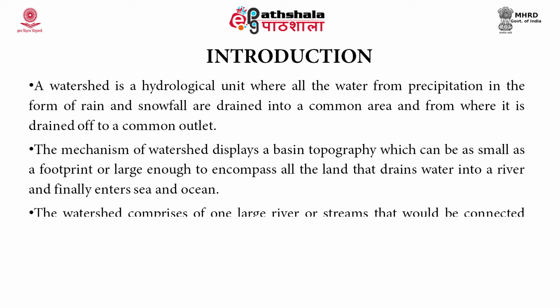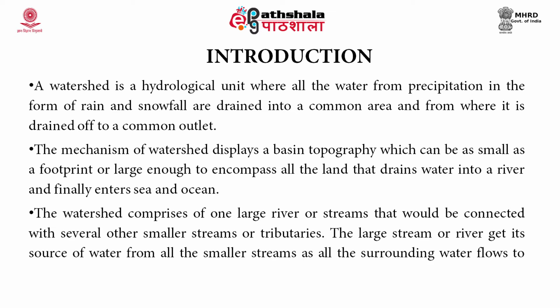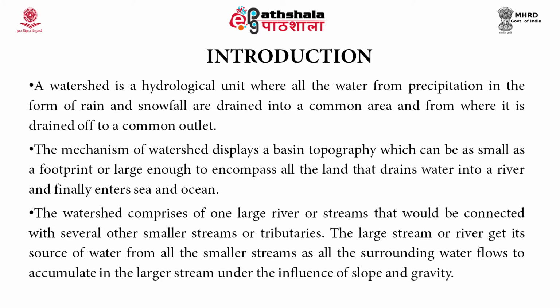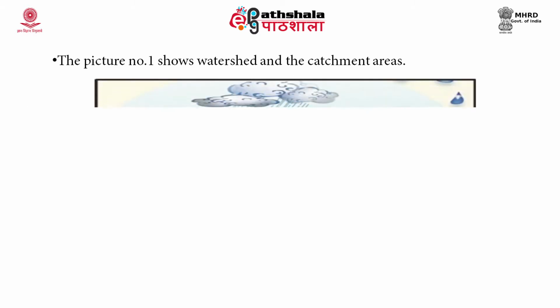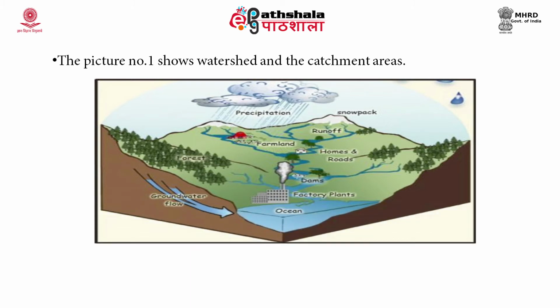The watershed comprises one large river or stream that is connected with several other smaller streams or tributaries. The large stream or river gets its water from all the smaller streams, as all the surrounding water flows in and accumulates in the larger stream under the influence of slope and gravity, as we can see here in picture number 1, which shows the watershed and the catchment areas.